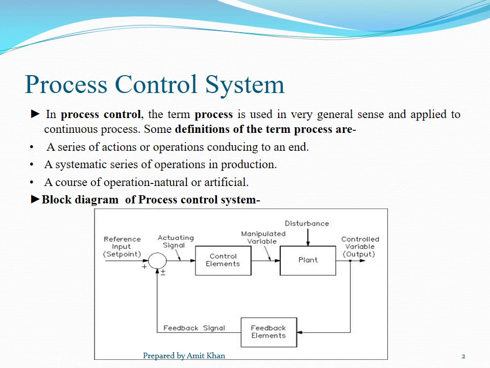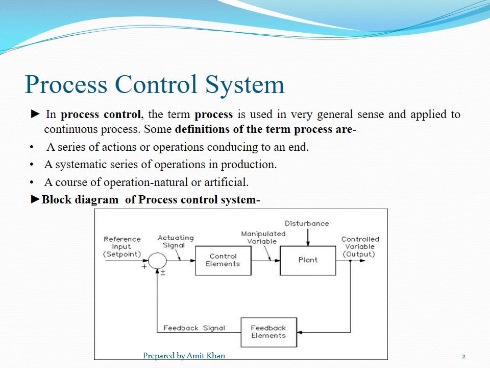What is a process control system? In process control, the term process is used in a very general sense and applied to continuous processes. Some definitions of the term process are: it is a series of actions or operations conducing to an end, or it is a course of operation, natural or artificial, or we can define a process as a systematic series of operations in production.